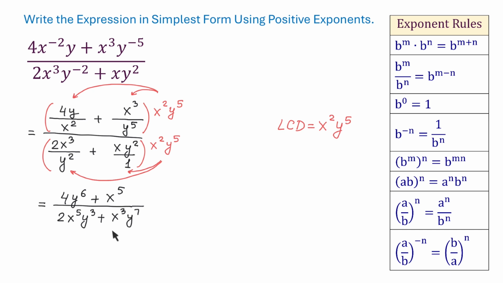So here we have the simplified expression with positive exponents, and if needed, we could factor the denominator by factoring out the greatest common factor, which is x cubed y cubed. And if we do that, we will have 4y to the sixth power plus x to the fifth power over x cubed y cubed times (2x squared plus y to the fourth power).